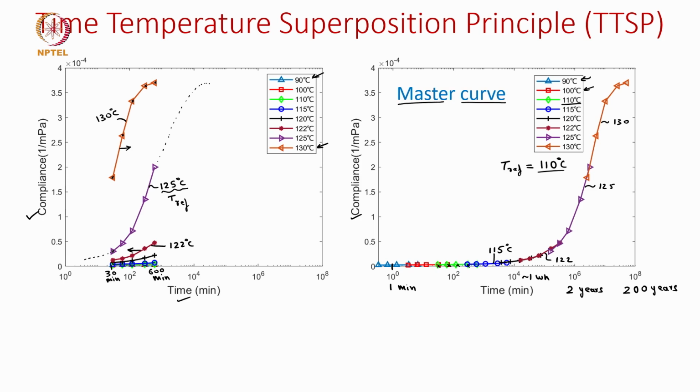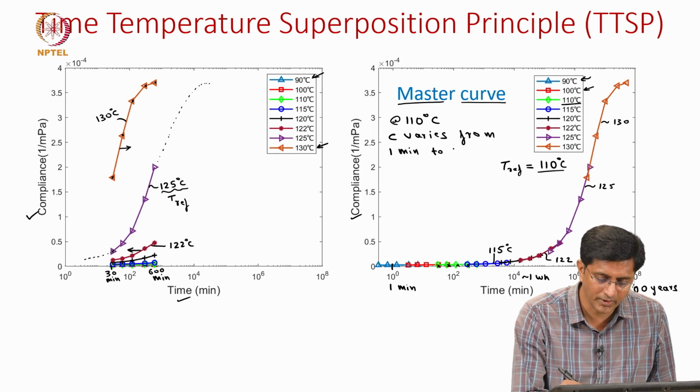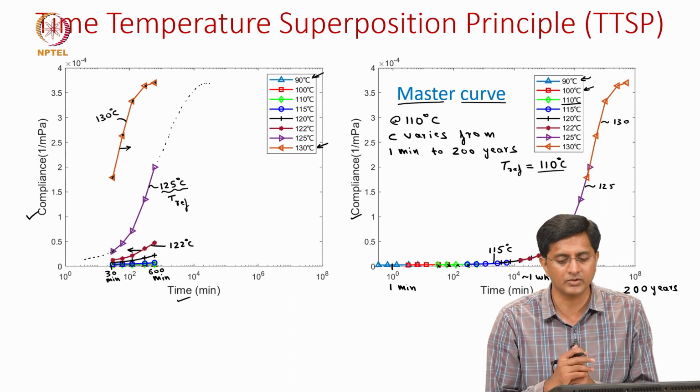So, what is it we are showing? We are showing at 110 degrees centigrade how the compliance varies from 1 minute to 200 years. This is what the master curve does.